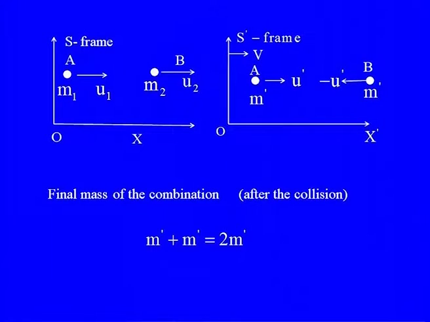What about the total final mass of the combination? The final mass is m prime plus m prime, it's going to be 2 m prime. There's nothing rocket science in that, but the only thing is that it's going to be maintained after collision. That's what I want to say.